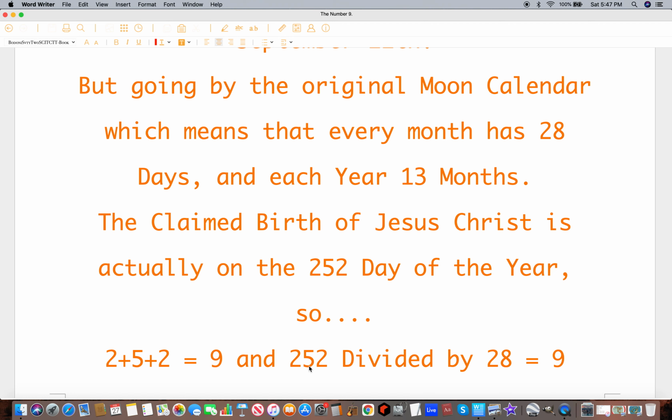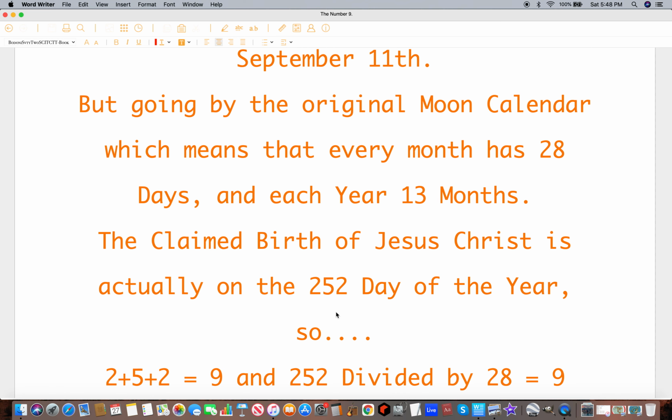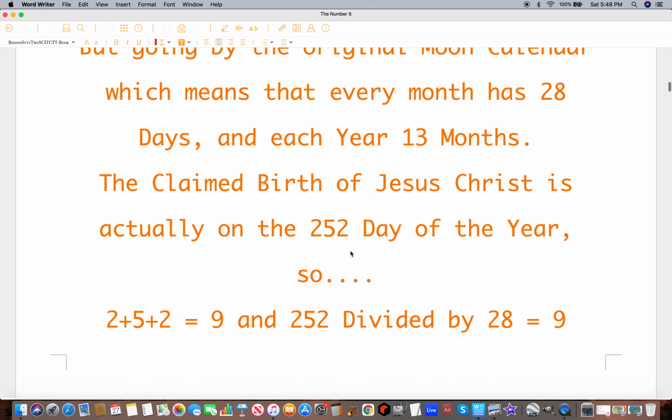And if we take 252 and divide it by 28, as in there's 28 days in each month, we get 9. So not only does the 252nd day of the year add up to 9, but 252 divided by 28 also gives 9. So there we have 9 again, two different 9s from the same example. That's the claimed birth of Jesus Christ. I don't know if that's correct or not, but a lot of people claim that as the birth of Jesus Christ.